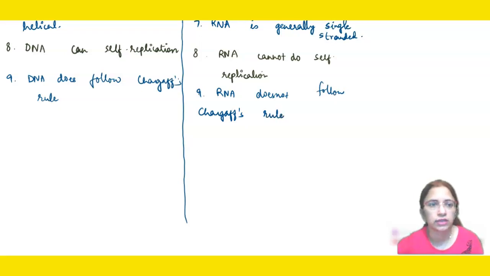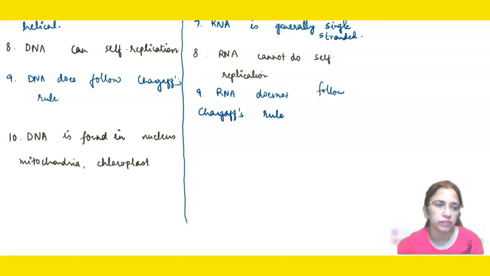Now let's write another point. If you are finding DNA in a cell, where will you find it? DNA is found in the nucleus. It is also found in the mitochondria. But if we are talking about a plant cell, it is also found in the chloroplast. Remember, mitochondria and chloroplast DNA is known as extranuclear DNA.